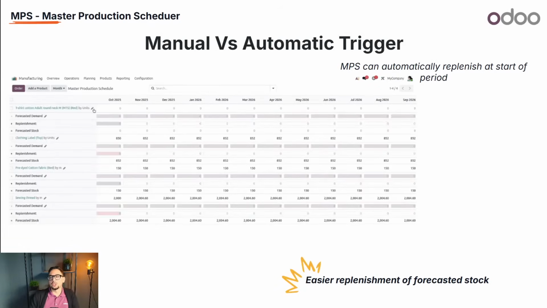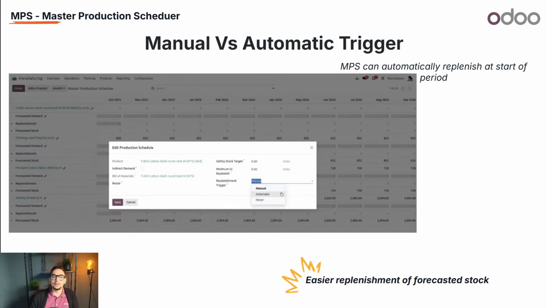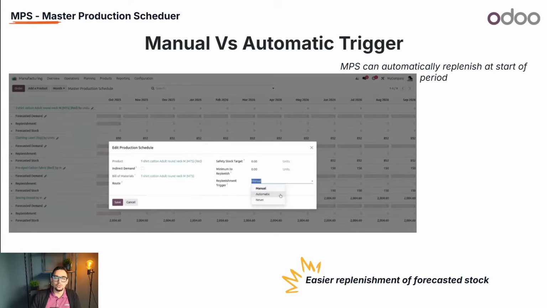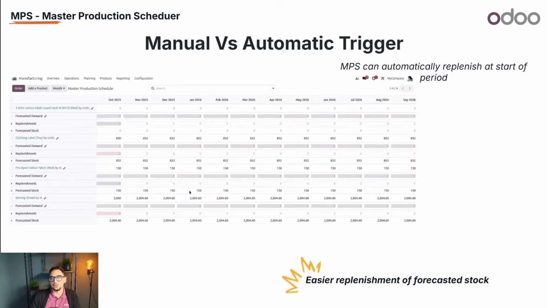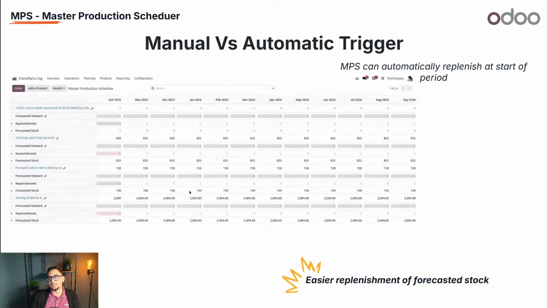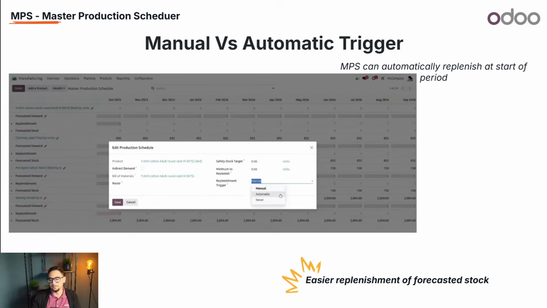Okay, so the master production scheduler can now automatically replenish our components for manufacturing at the start of a period. This trigger can be automatic replenishment, so it automatically sends a purchase order out to the supplier, or it can be manual, so it creates the purchase order for us. Based on validation, we can send the purchase order out to the supplier.